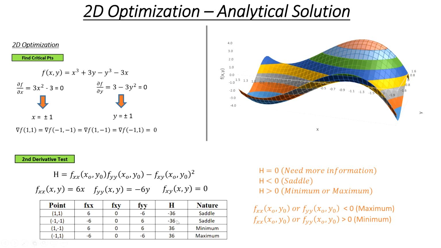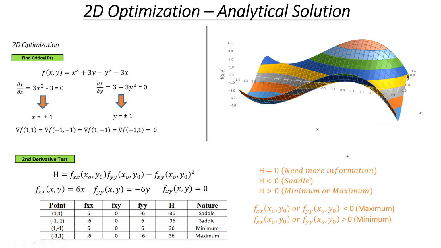We had 2 negatives of -36 and 2 positives, and when h is less than 0, these 2 were saddles. When h is greater than 0, it's either a minimum or a maximum. But here we went through a further criterion. If fxx and fyy are less than 0, which was the case for -1 and 1, it's a maximum. If they're greater than 0, it's a minimum.